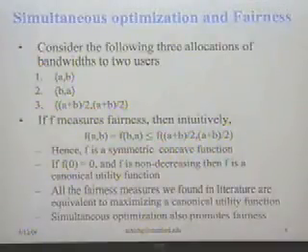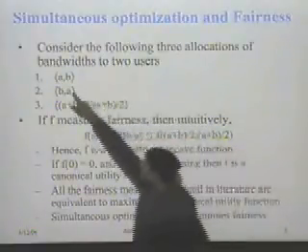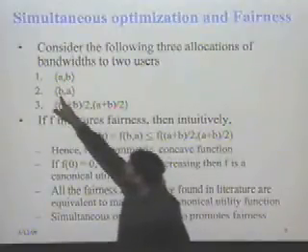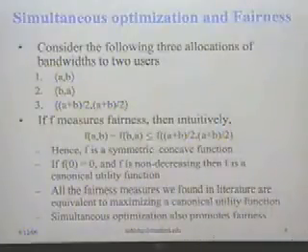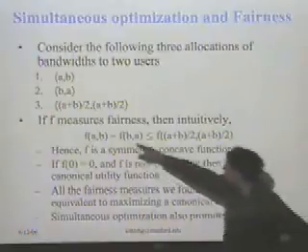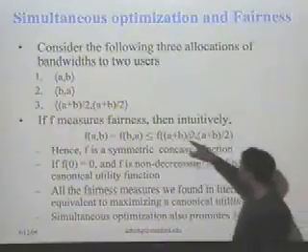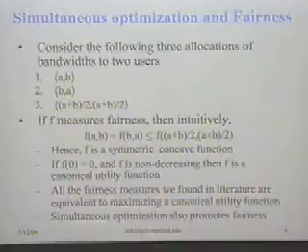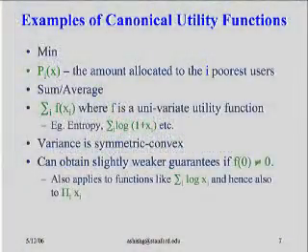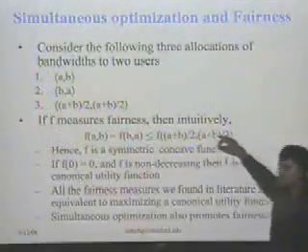So what does this have to do with fairness? Consider the following three allocations of bandwidth to two users. In the first case, you give A to the first user and B to the second. In the second case, you give B to the first and A to the second. In the third case, you give the average to both of them. If f measures fairness, then intuitively f of (A, B) should equal f of (B, A). In one case you give 5, 15, in the other case 15, 5. And it should be less than or equal to f of ((A+B)/2, (A+B)/2), which is the case when you gave both of them 10. So informally, if f measures the fairness of an allocation, then f is symmetric, which corresponds to saying f(A, B) equals f(B, A), and concave, which corresponds to saying that f(B, A) is less than or equal to f of the average.